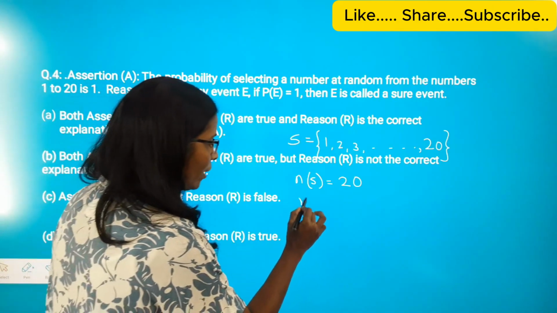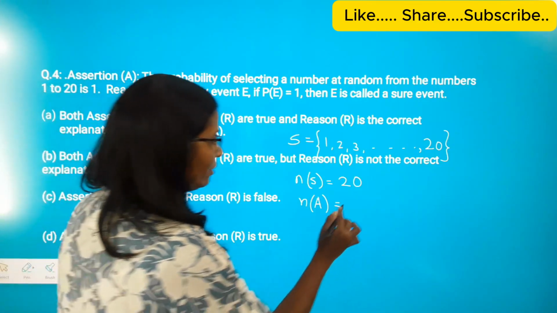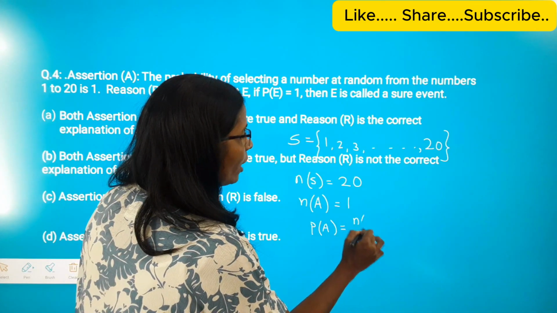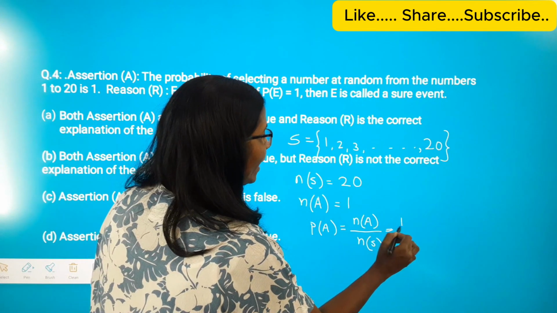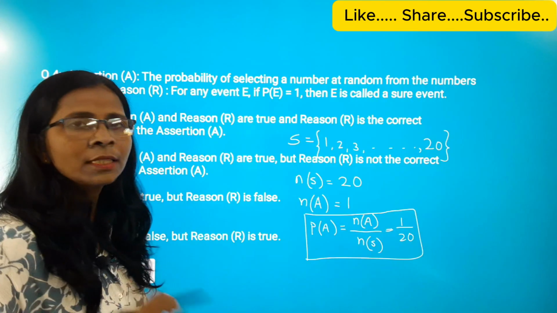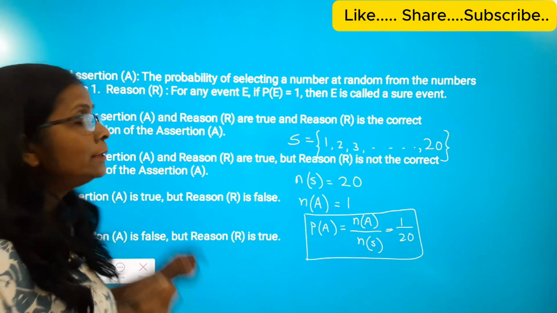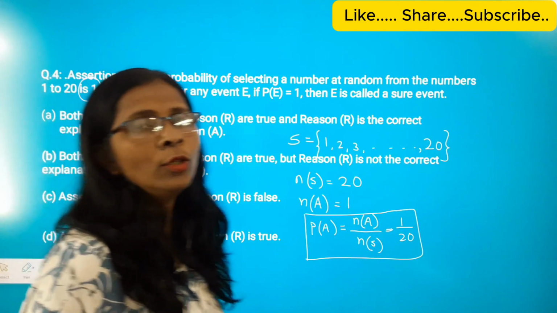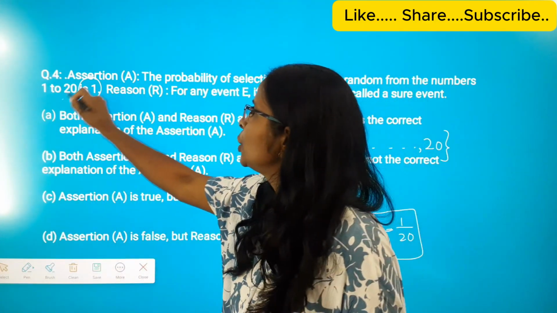So that means n of A, where A means any event, will be equal to 1. So the probability P of A is equal to n of A upon n of S, which means the probability of A is equal to 1 upon 20. So the probability of this event is 1 upon 20, and here they give us the probability of this event as 1. So this answer is wrong. So the assertion is wrong.